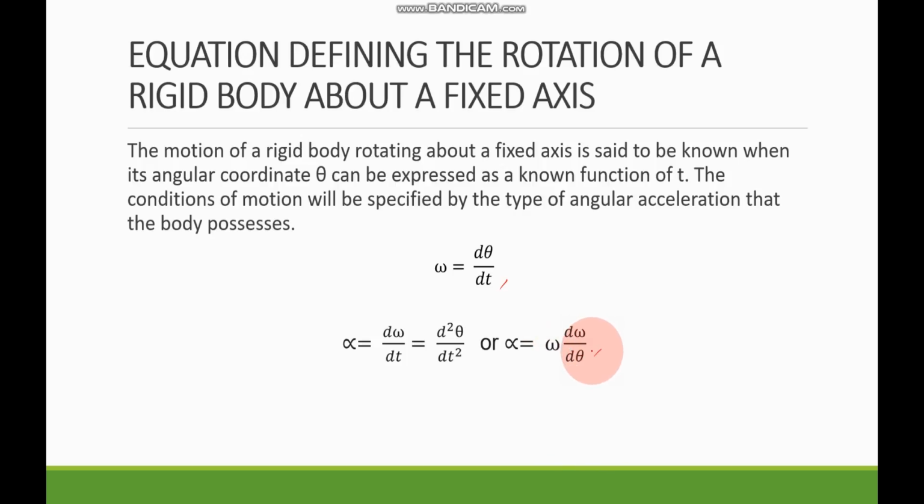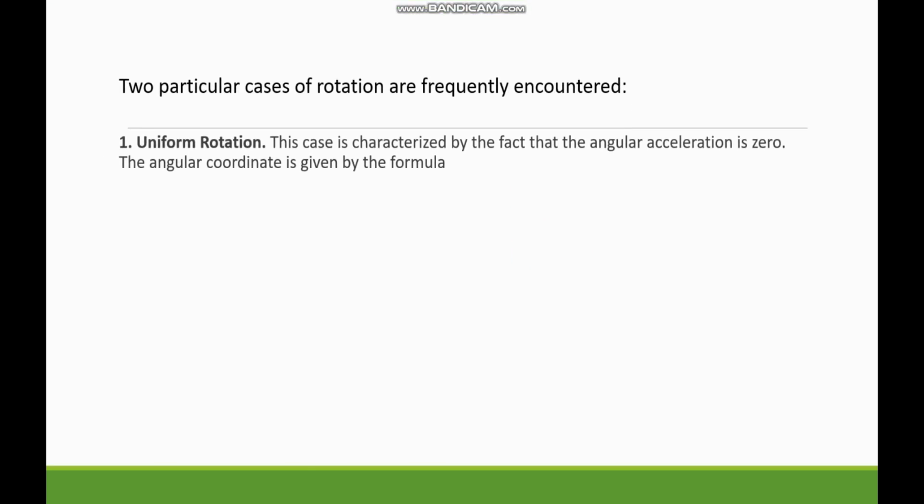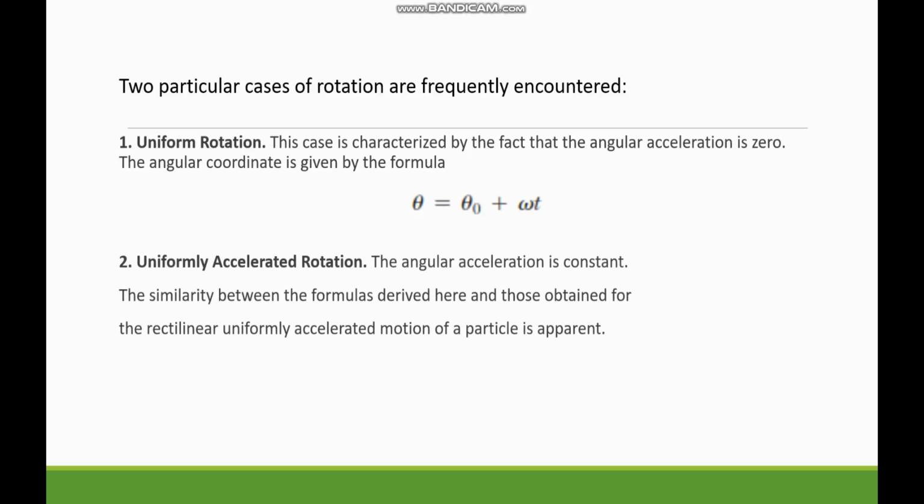previous slides. So we have two particular cases of rotation that are frequently encountered. First is the uniform rotation. This case is characterized by the fact that the angular acceleration is equal to 0 and the angular coordinate is given by the formula in which the angular coordinate is equal to the initial angular coordinate plus the angular velocity multiplied by the time. And then the second one is the uniformly accelerated rotation. So the angular acceleration is constant.